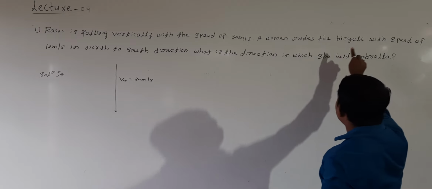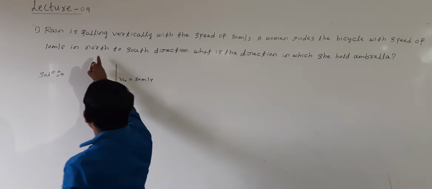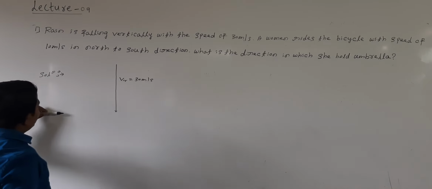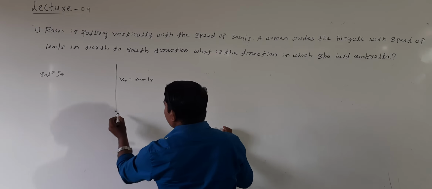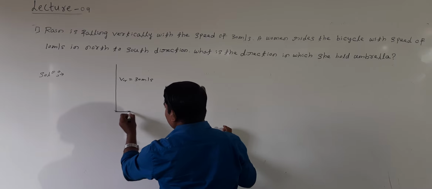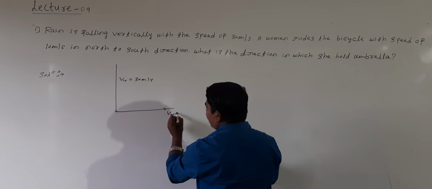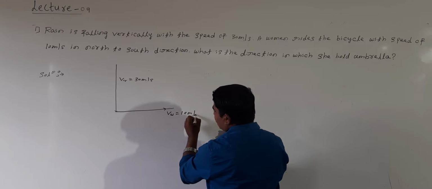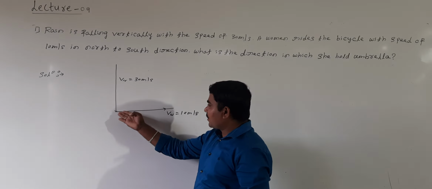A woman rides the bicycle with a speed of 10 meters per second in a north-south direction. North-south means in this direction. Actually, how does the woman move? She moves on the bicycle with this much speed. This speed is VW, how much? This is 10 meters per second. Now, the woman goes from north to south.